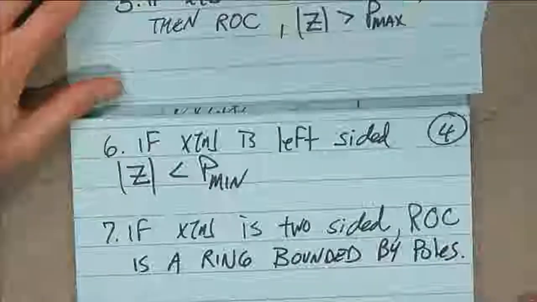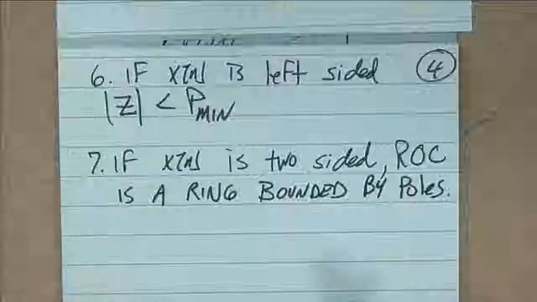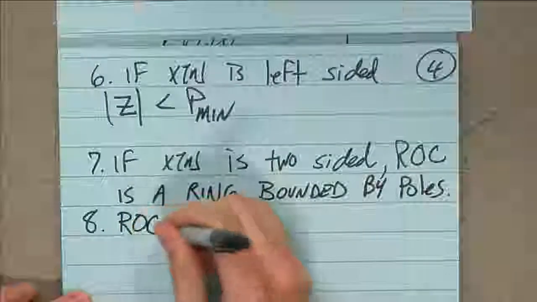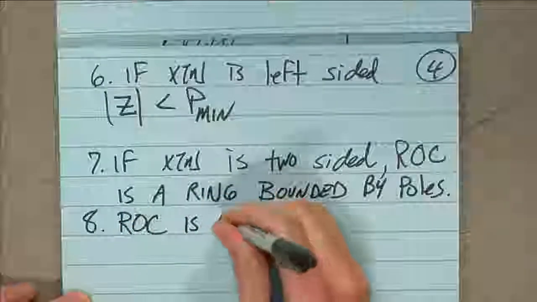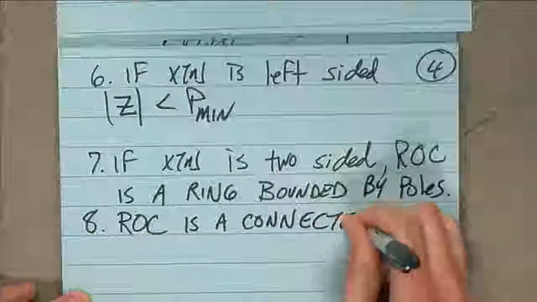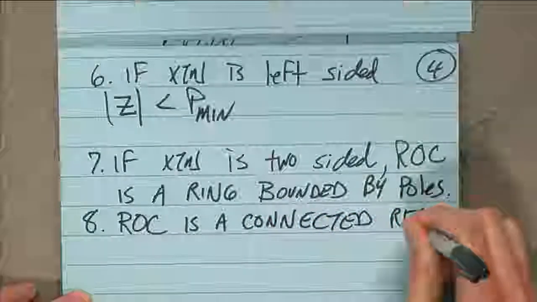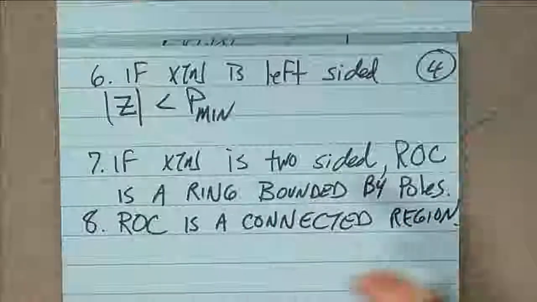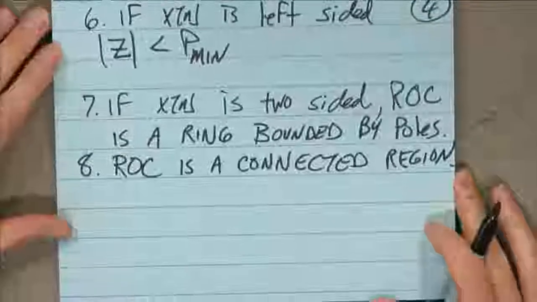So that sums up, well, I guess there's one last one. The ROC is a connected region. And by connected, it means contiguous, things are touching. You can't have weird regions of convergence.